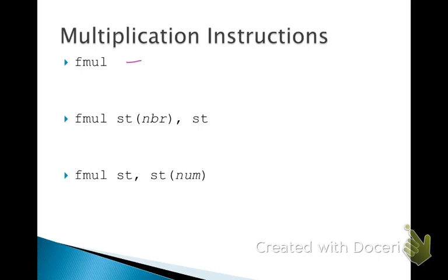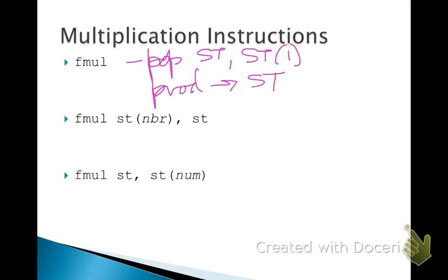Okay, as we suspect, this is going to pop stack top and stack top 1, calculate the product of those two, and push the product onto the stack top. In the second one, this multiplies stack number and stack top, replacing stack number by the product. So stack number equals stack number times stack top.